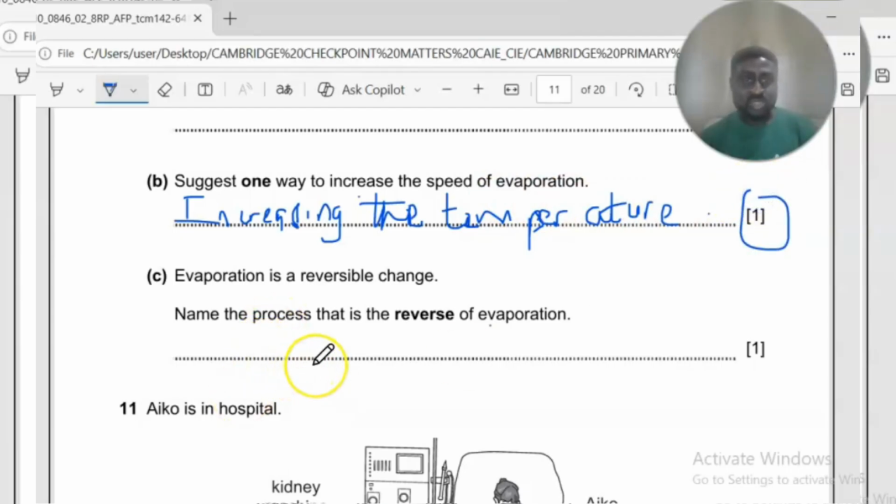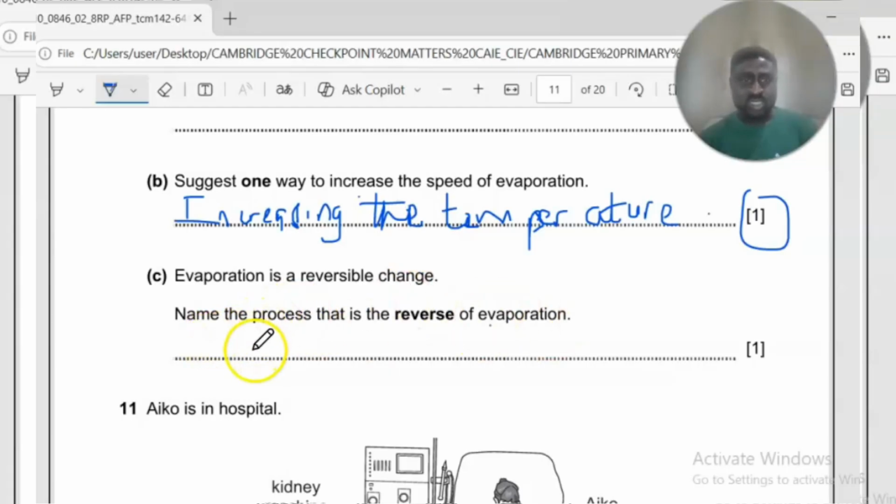Now I'm going to the C part of the question. It says evaporation is a reversible change. Reversible changes are changes that can be reversed to their original form. Recall, there are reversible or temporary changes and irreversible or permanent changes in chemical reaction, in chemistry, in science. So having that background knowledge, it will help us and give us a clue to solving this.